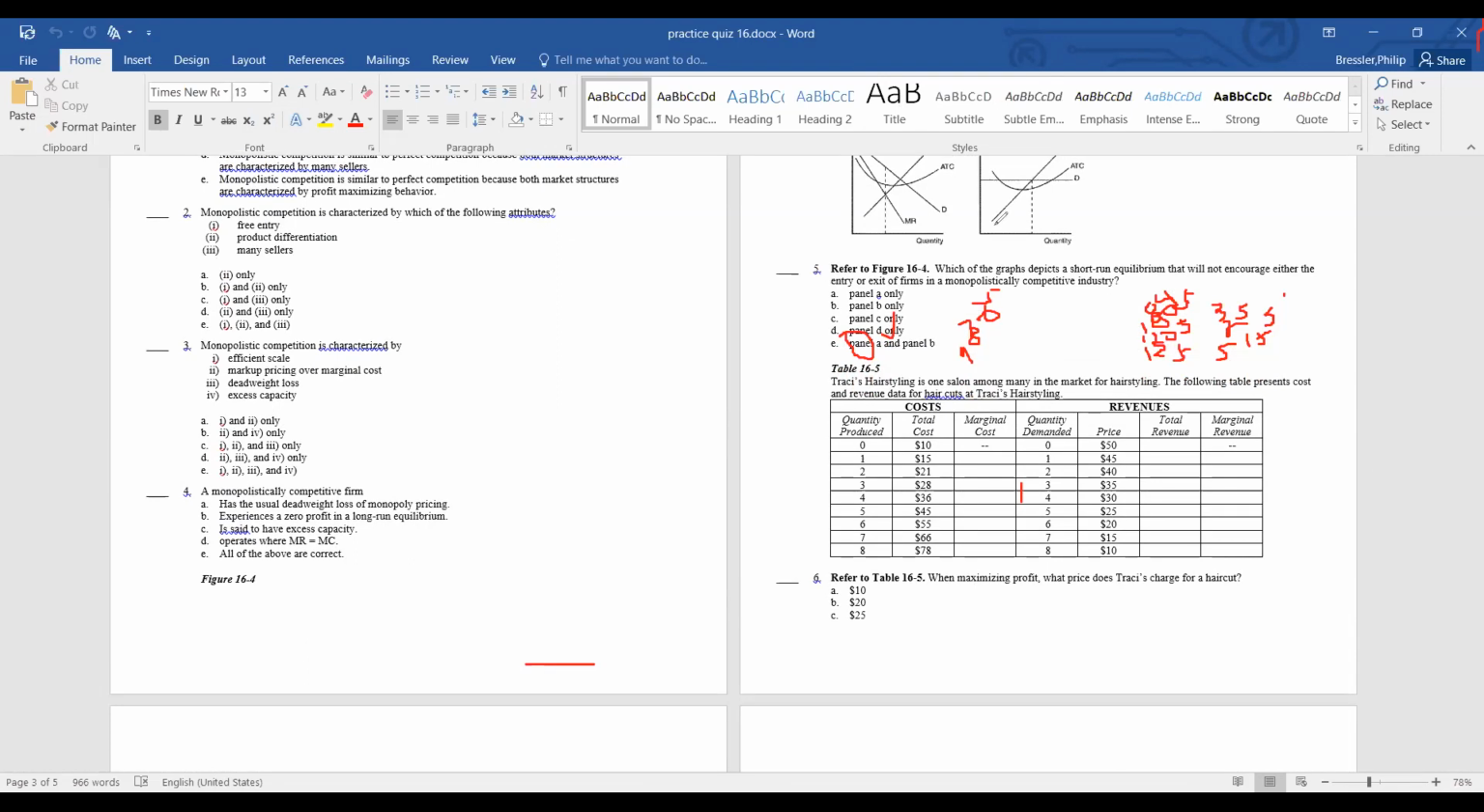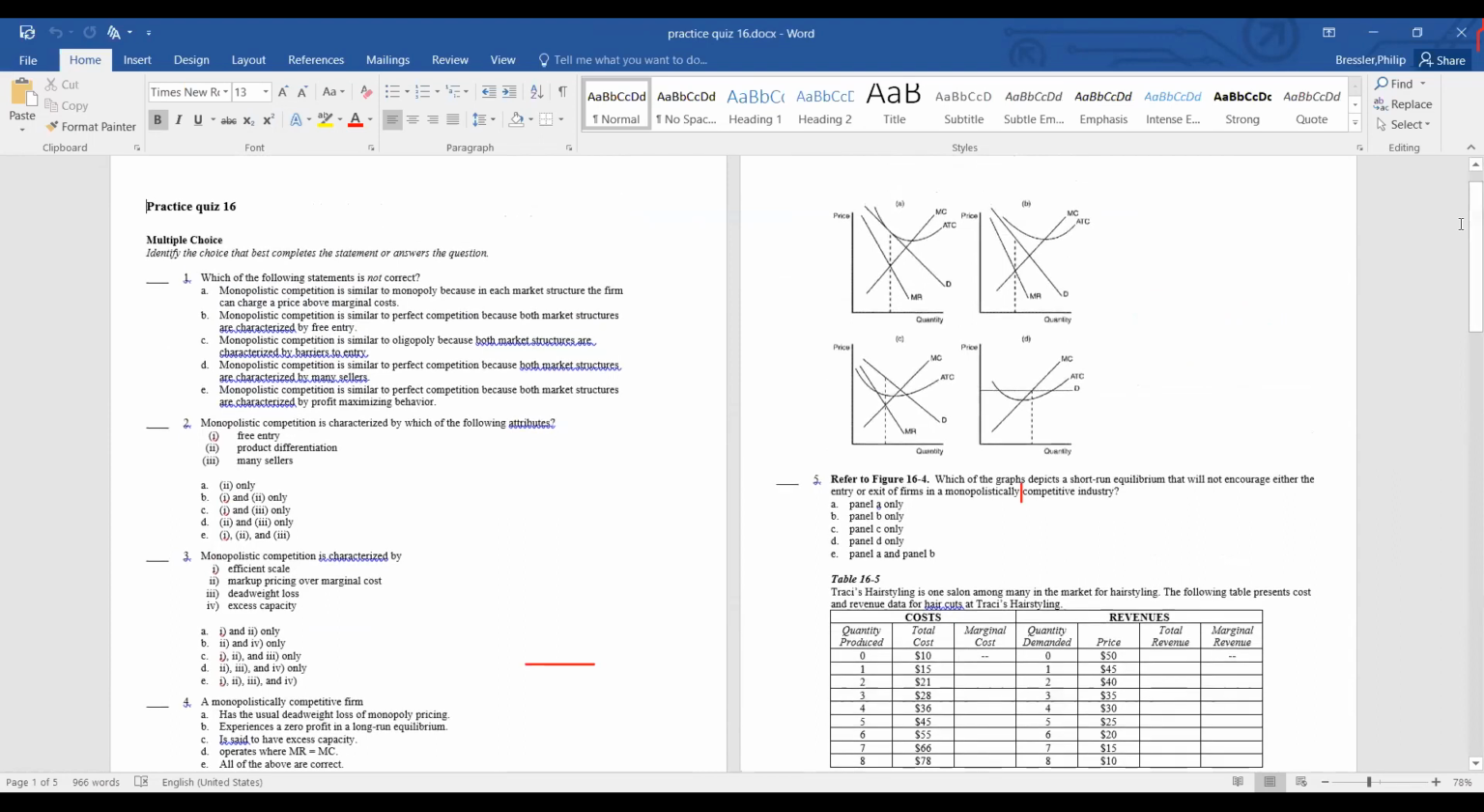Now, look, which graph depicts short run equilibrium that will not encourage firms to enter or exit? You have to be at zero economic profit. Because at B, you're losing money, firms would exit. At C, you're making money, firms would enter. And D is perfect competition, so it has nothing to do with it. So A is the only answer, even though we would think of A as the long run. I guess you could be making zero economic profits in the short run too.